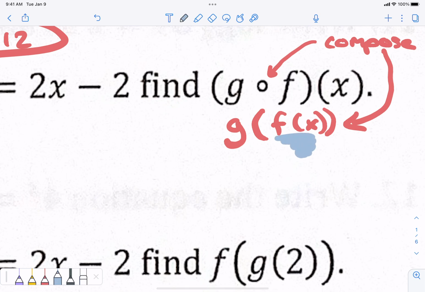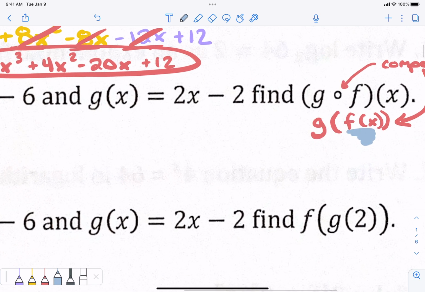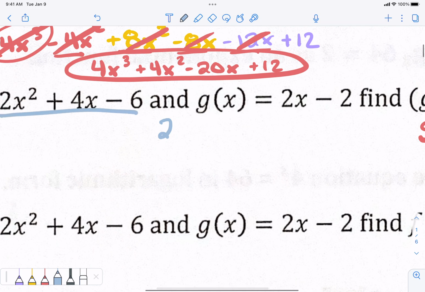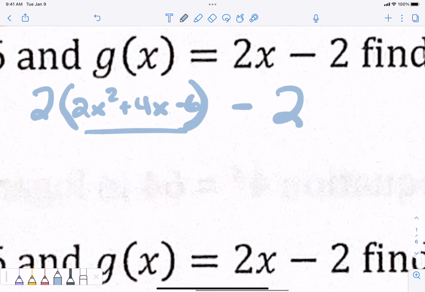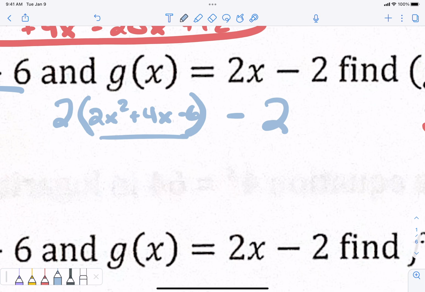The f, f is the one on the inside. That's going inside of g, right? Okay. So the g function is 2x minus 2. But we're taking f and we're putting it into the g for x. We're plugging it in there, right? Okay. So I'm going to do 2 parentheses minus 2, right? And then we're going to put the f right there for the x, right? So 2x squared plus 4x minus 6. You see that? So it was 2x minus 2, and now I'm plugging the f of x inside there.